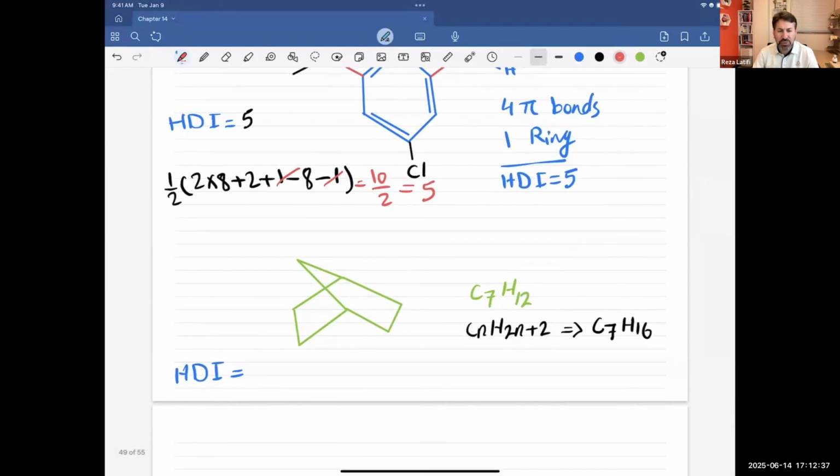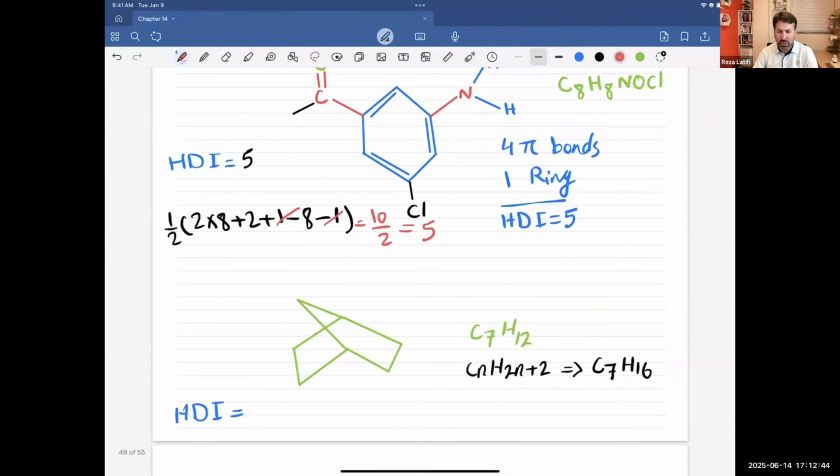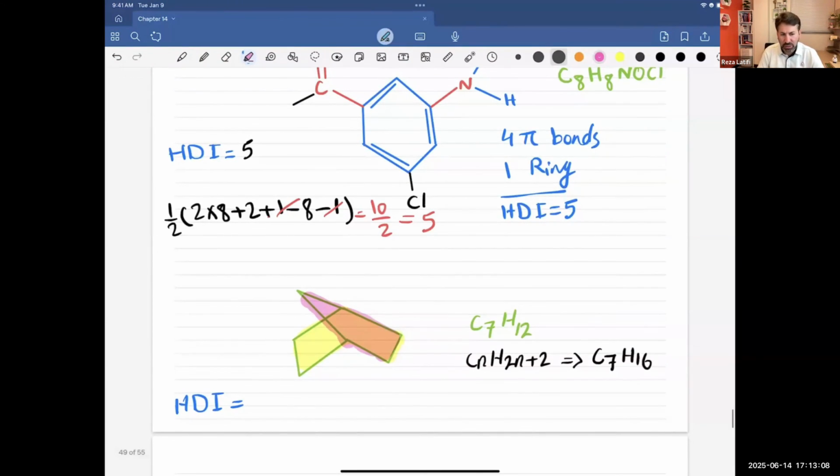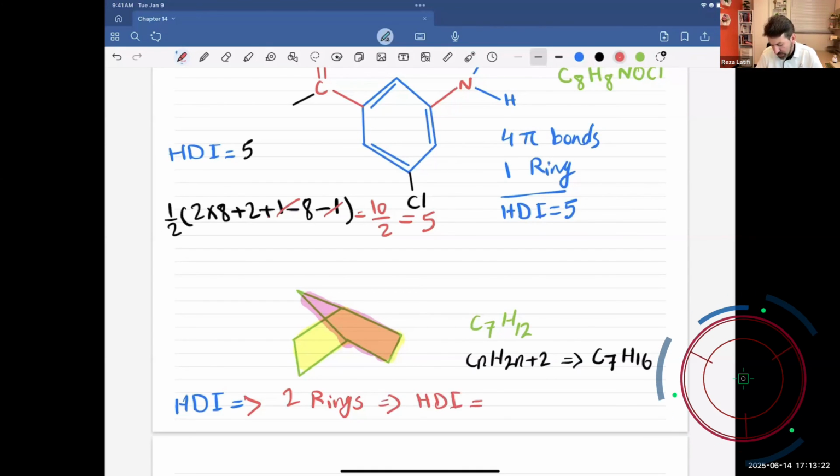How about this system? I have two rings fused to each other. What's going to be the hydrogen deficiency index? Again, I go after the number of pi bonds plus the number of rings, and I'm going to show you the rings. One ring, we can treat this one as one ring. And for the second ring, there's this one that forms the second ring, or you can go to the left side, and that's completely fine. So I have two rings. That means the hydrogen deficiency index is equal to 2. This is the end of this lecture, and thank you very much.